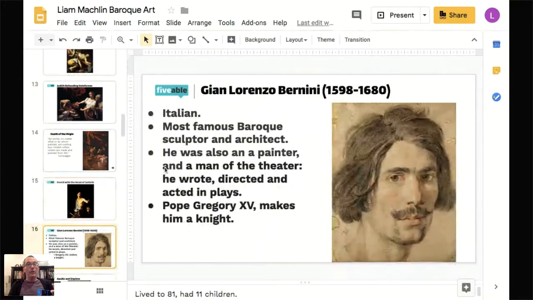Let's talk about Gian Lorenzo Bernini, who's probably the most famous Baroque sculptor and architect, designing things like part of St. Peter's Square and making very, very famous statues. Now, he was also a painter. He worked in the theater. He wrote plays. He acted in his plays. He was very well connected with the Pope and many people in Rome. He was made a knight even.